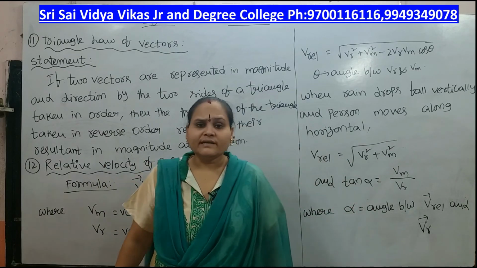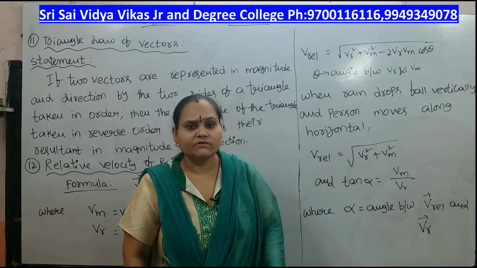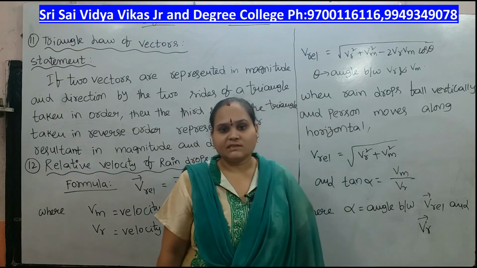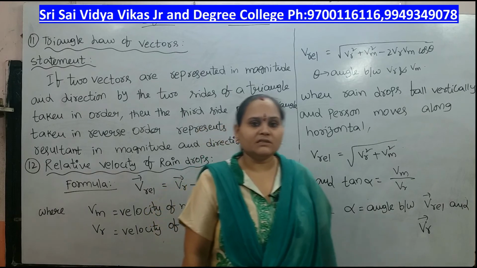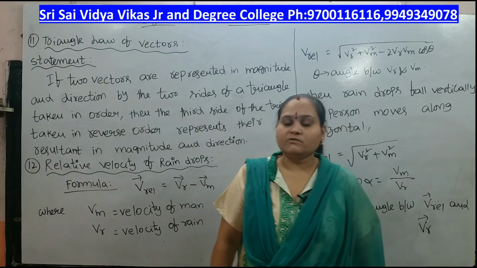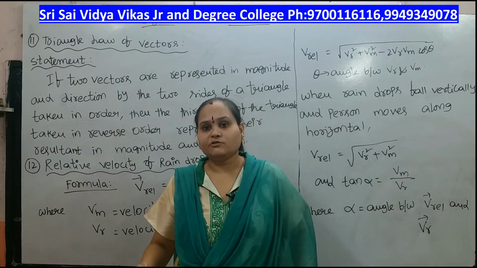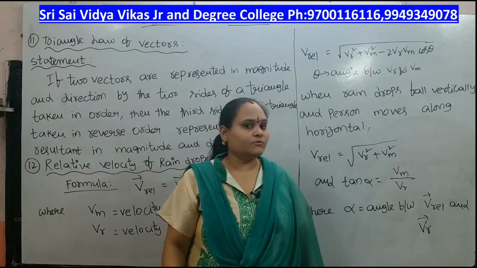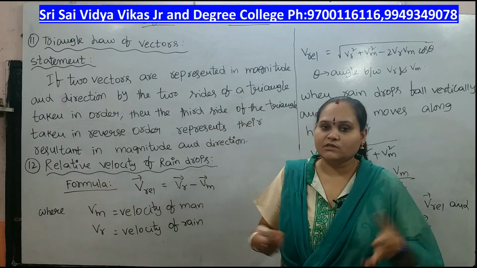Okay. Next, relative velocity. In relative velocity, we are taking relative motion. Relative motion is nothing but the motion of one body as observed from another body. One body opposes the other. The motion of a body when we are observing from the secondary body is the relative motion.